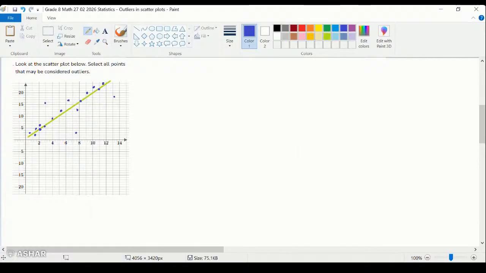They are saying select all the points that may be considered as outliers. So this point was further away, this point, and this point, right? So these points are considered as outliers because they are not following the normal trend of the line.